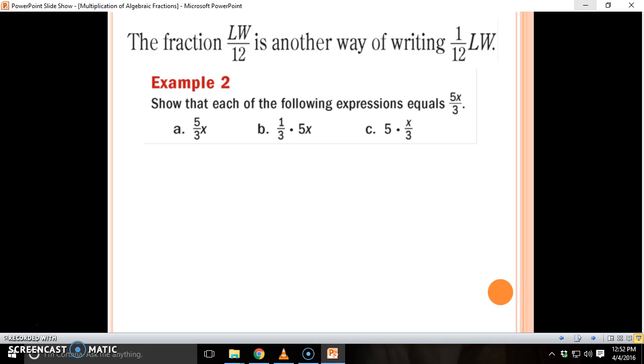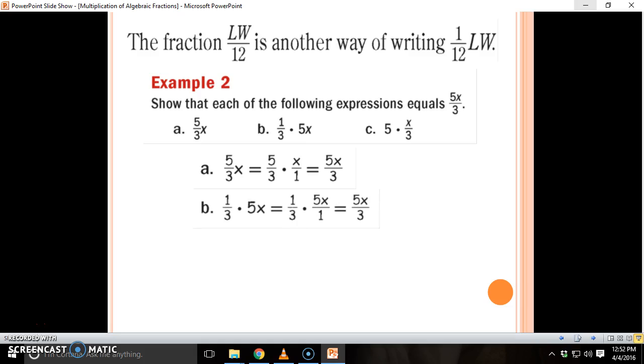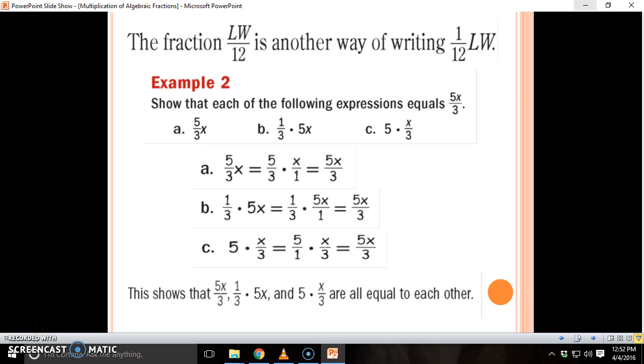Now, what about equivalent expressions here? Because the fraction LW over 12 is another way of writing 1/12 LW. I could prove that each of the following expressions equals 5x over 3. 5/3 x is the same as 5 over 3 times x over 1, which is 5x over 3. 1/3 times 5x equals 1 over 3 times 5x over 1, which is 5x over 3. And 5 times x over 3 equals 5 over 1 times x over 3, which equals 5x over 3. So each of those three is equal to the original 5x over 3. This shows that they are all equal to each other.